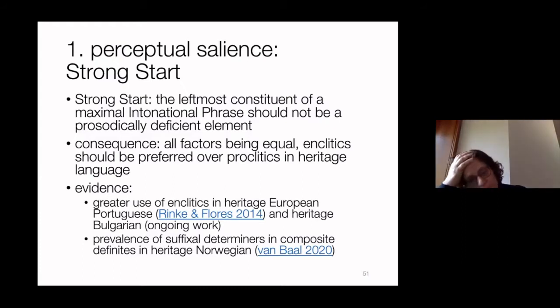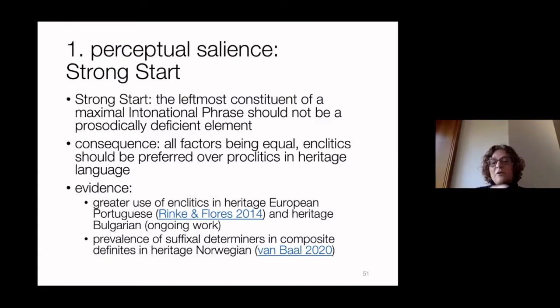There is a different example which comes from heritage Norwegian, where in composite definites, which many of you know, there seems to be a prevalence of suffixal determiners. That's in the recent dissertation by Yvonne van Baal, who studied heritage Norwegian in the United States. And notice that this couldn't be transferred from English because in English, determiners, of course, precede the noun. So again, this might be just the observance of strong start.